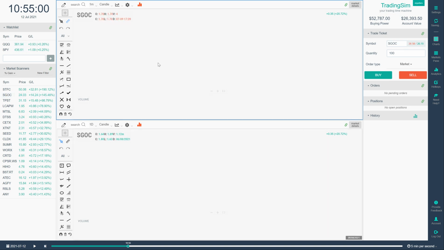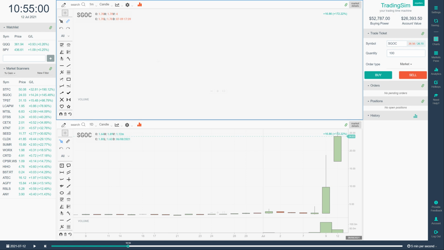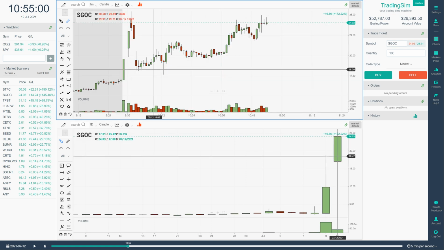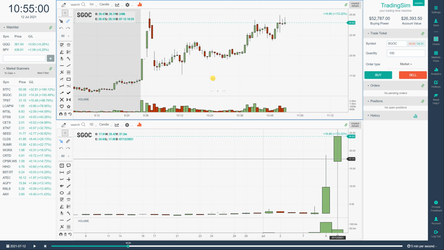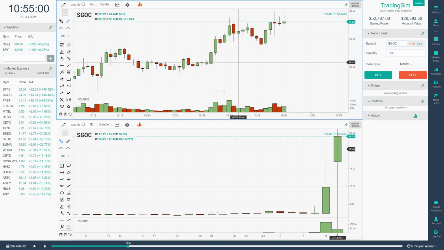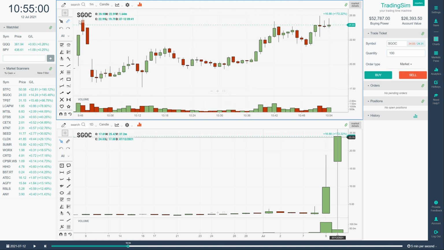So here's SGOC, and if we look at this one, it had a nice big push in the morning, right? And then we had that classic volatility contraction ABCD pattern right here that I talk about in the blog post. What you want to look for is something like this that puts in a big run and then comes down, consolidates and puts in a low. Notice that we found support here a second time. Now we're forming a higher low.